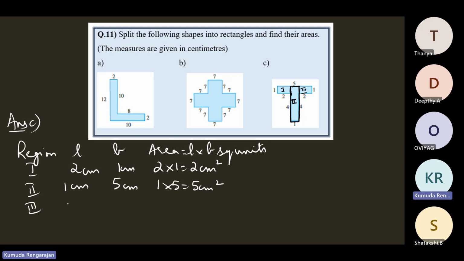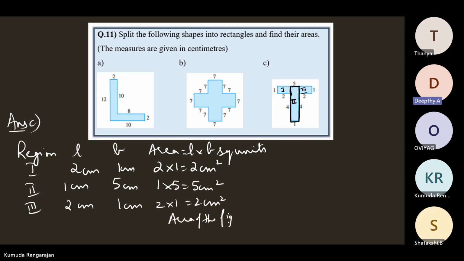Yeah, third region. Ma'am, length is 2 centimeters and breadth is 1 centimeter. Area? 2 into 1 equals 2 centimeters square. Very good. So the area of the figure is? Area of the figure equals 2 plus 5 plus 2 equals 9 centimeters square. Very good, girls. I'm so happy. All of you have done a great job.